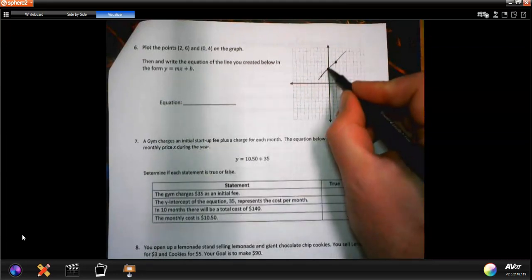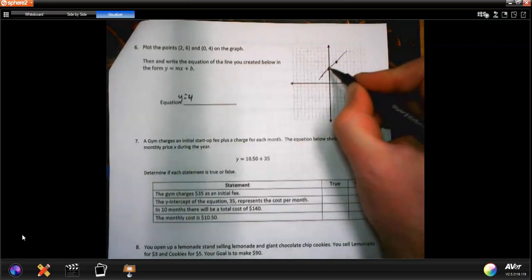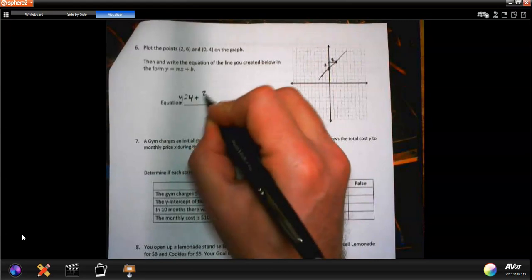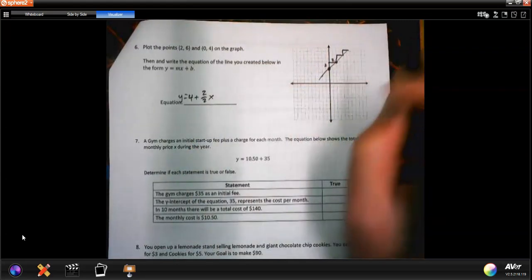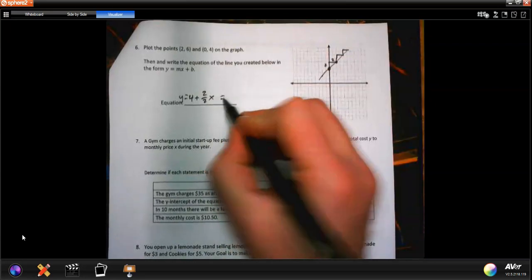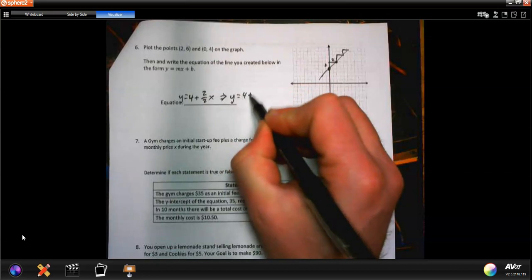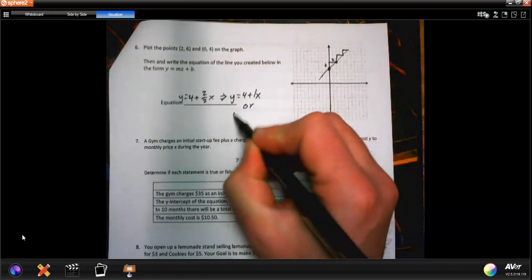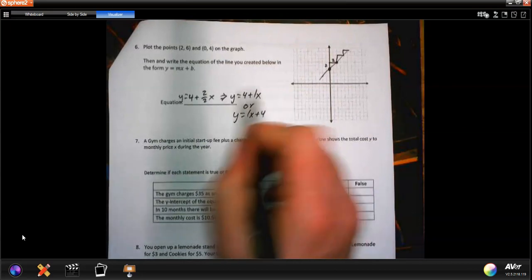Well, I just saw that it starts at 4. So it's y equals 4, and then it's going up 2 over 2, plus 2 over 2, but forever and ever. 2 over 2, 2 over 2, 2 over 2. However, that reduces to y equals 4 plus 1x, or y equals 1x plus 4, whichever you prefer. I personally like to write it that way.